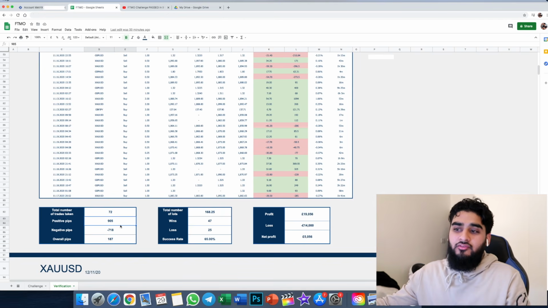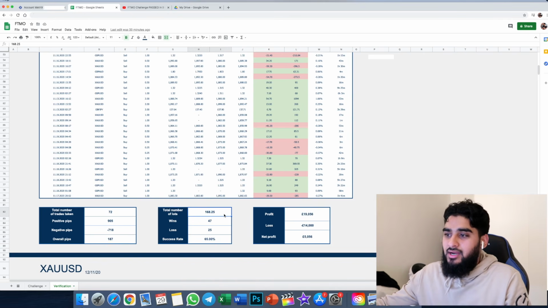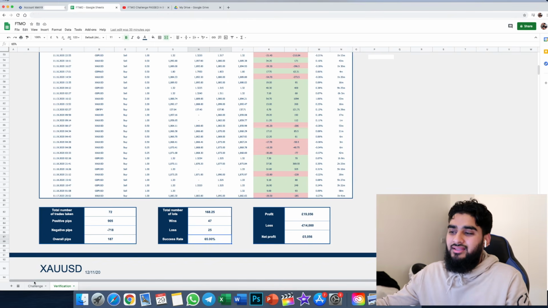Positive pips about 905, and negative pips about minus 718. So I did have that huge drawdown there, but I did manage to recover it, and overall pips of 187. Total lots used about 168, wins 47, losses 25. Overall success rate was about 65%, so much lower than the last one that we had in the challenge.